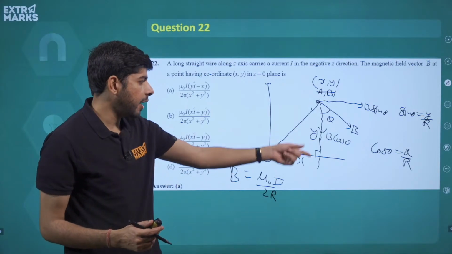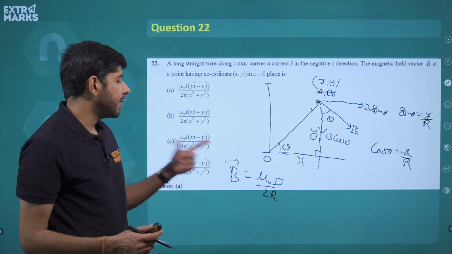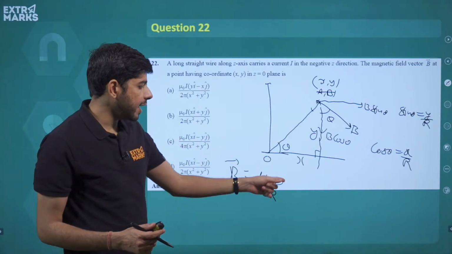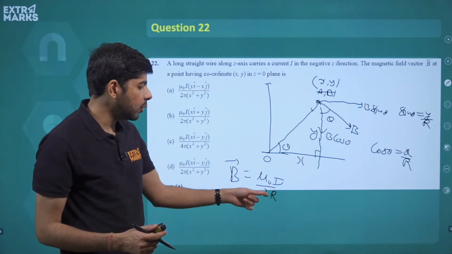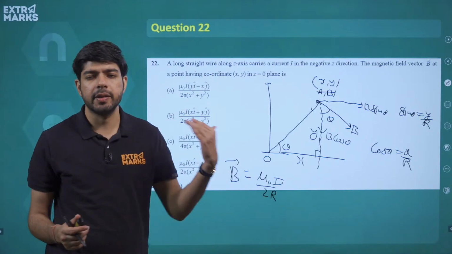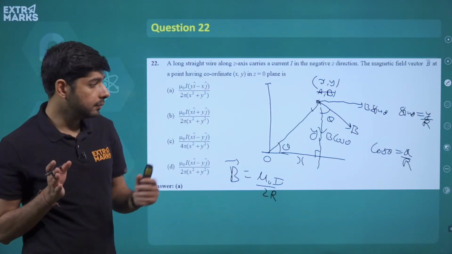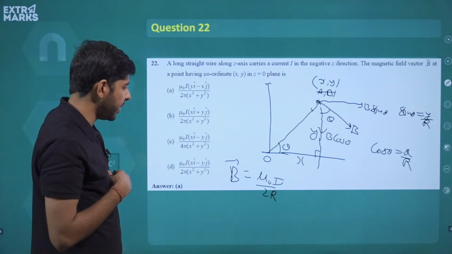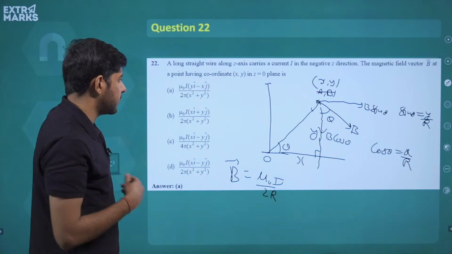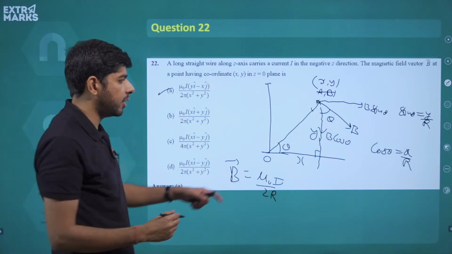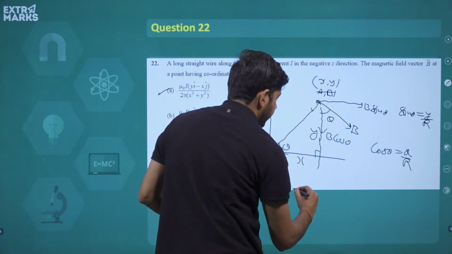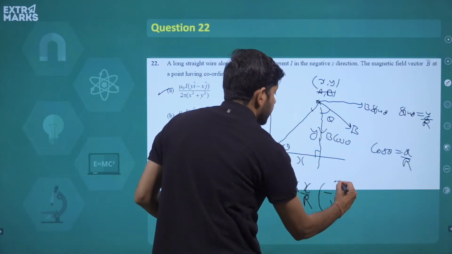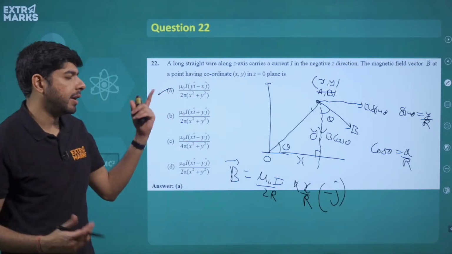So the y component is of course minus y cap, and that is mu naught I by 2r into cos theta, which is x by r. So mu naught I by 2r into x by r, so mu naught I x by 2r square. That is your y component in the minus y direction. So if we compare, this is the only option, because if we multiply by x by r, what do we get? I get option A. So that is your answer.